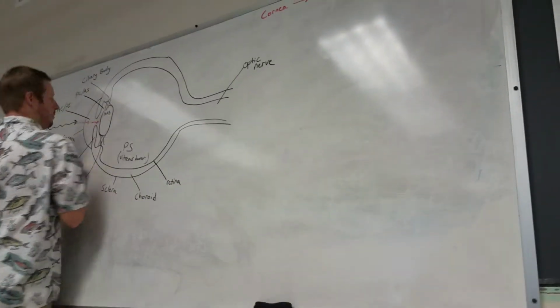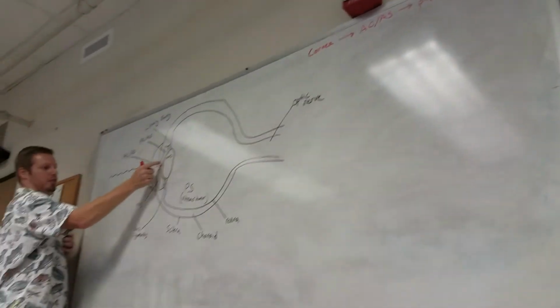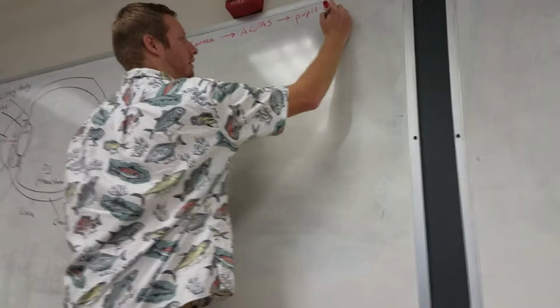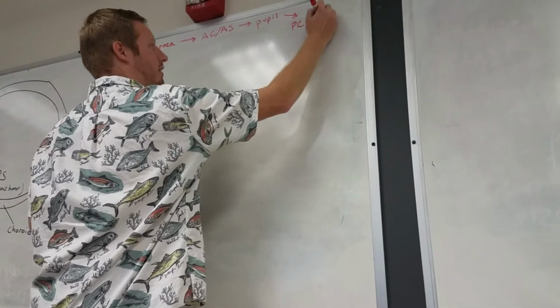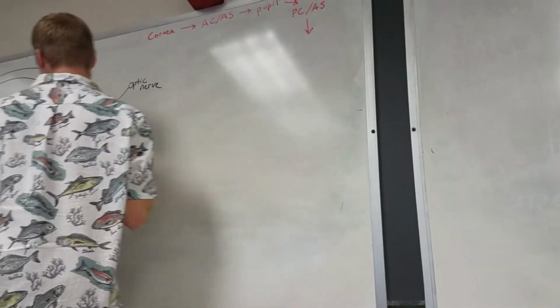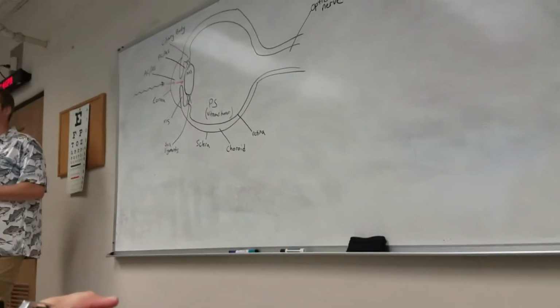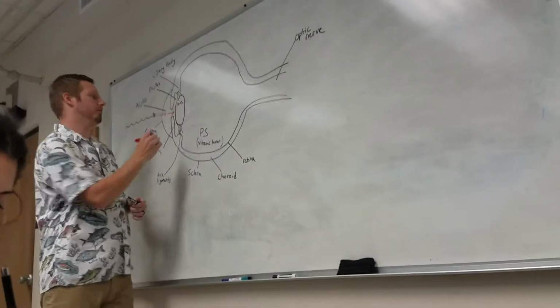All right, so after the pupil, what is this space we have to go through? Right, the posterior chamber of the anterior segment. And then what's the next structure that we have to go through? Right, so the lens is next.